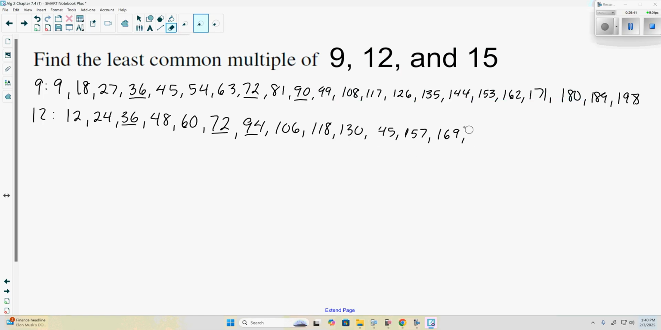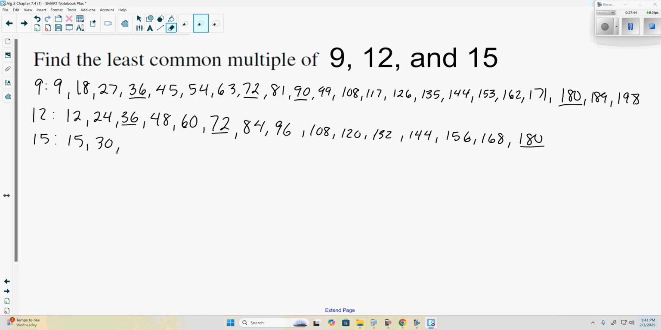We're going by 12s, so make sure I didn't get off. 12, 24, 36, 48, 60, 72, 84, 96, 108, 120, 132, 144, 156, 168. Looking like 180 is probably going to be it.